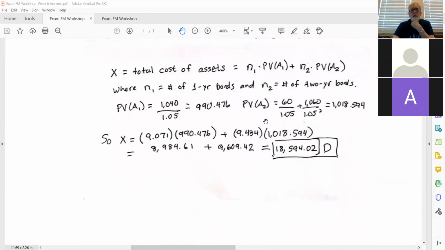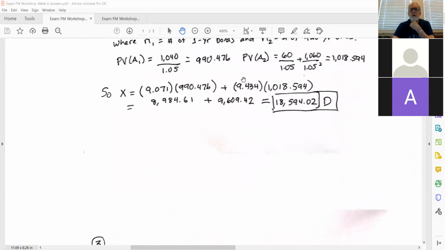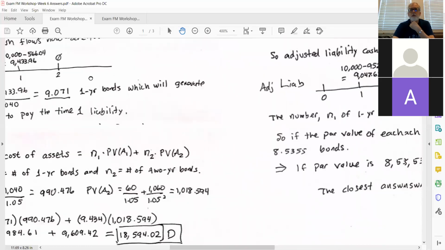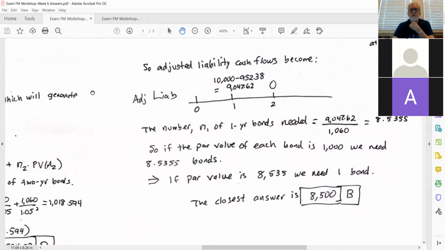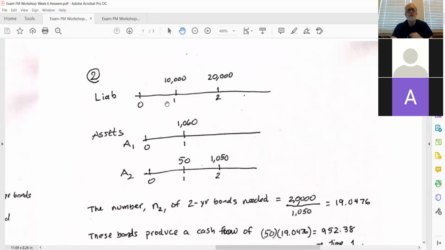All right, I think the next one is another exact match. Oh, but it's over here. Zoop. Zoop. Okay, so for question 2, the liabilities are 10,000 in 1 year and 20,000 in 2 years.